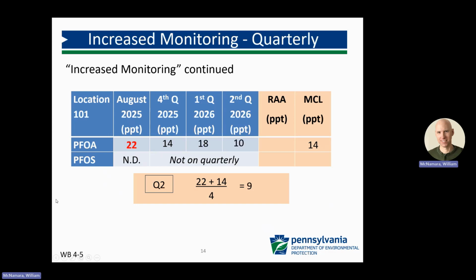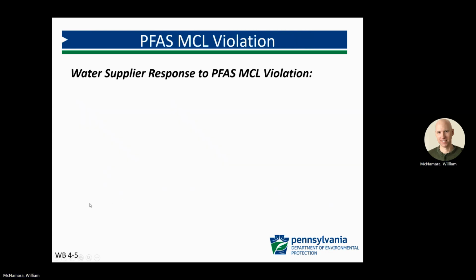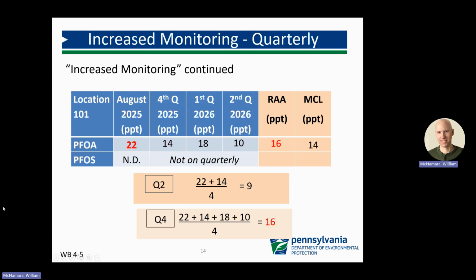So let's jump to the rest of the quarters then. We'll say at the end of quarter 4 we have all our results in. You can see our numbers here on the screen, and we divide by 4, and what do we come up with? 16. So that is slightly over the MCL of 14 for PFOA. And we would have a violation then, essentially a new violation for the running annual average here. And this system has some issues as they continue to get violations for PFOA at entry point 101.